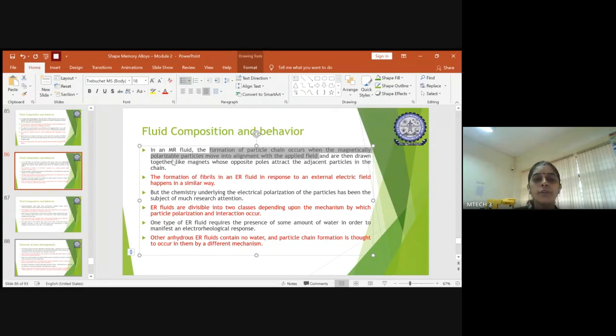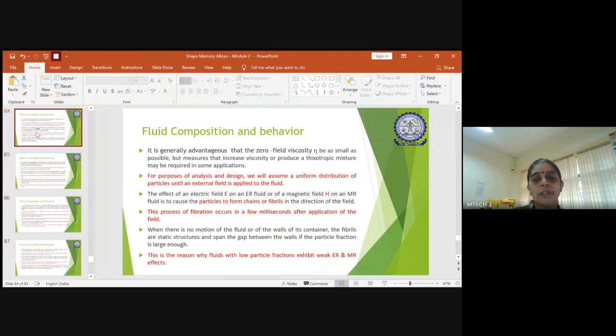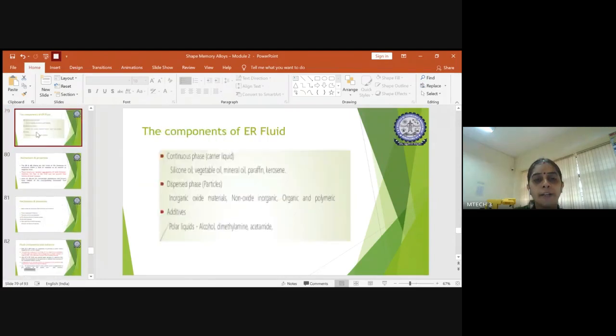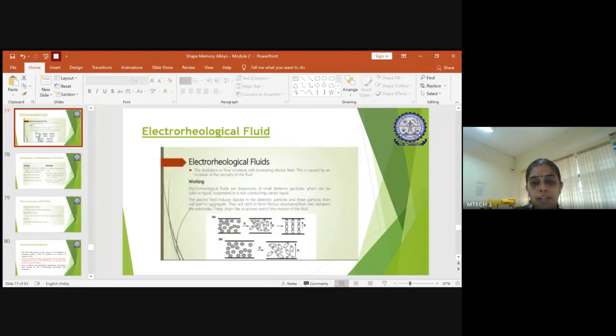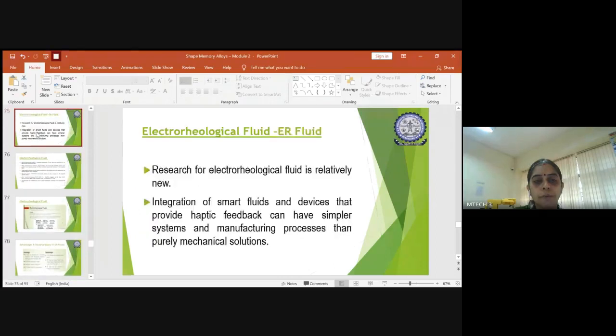So the only thing you have to understand is, in case of MR fluid, the structure is formed due to the polarization of the particles with respect to the magnetic field. Due to polarization of the particles in the magnetic field, the north and the south pole attract, and it results in the formation of the structure. So if we go back here, this is electrorheological. Okay, let us go back to magnetic.